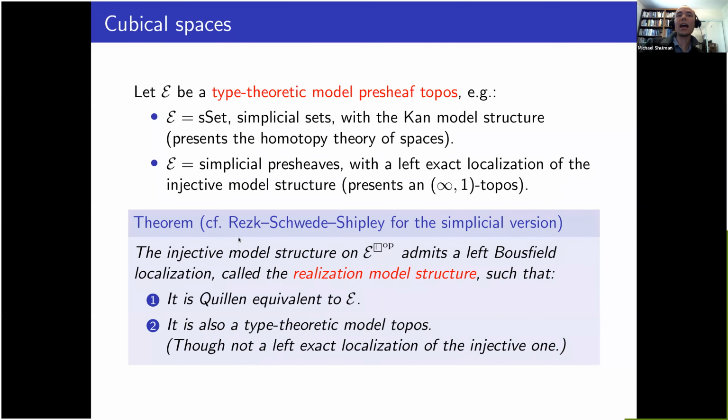And that category has an injective model structure on itself, which presents the infinity 1 topos of cubical diagrams in this one that we already had, but we can localize it and get something that we would call the realization model structure, which was constructed by Vesper and Shipley for simplicial objects, and we do something very similar for cubical objects. You get a model structure that's equivalent to the original one on E, so it presents the same infinity 1 topos. It's also a type theoretic model topos, although it's not a left exact localization of this one.